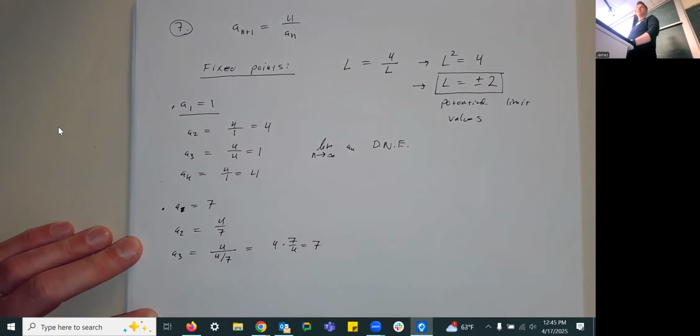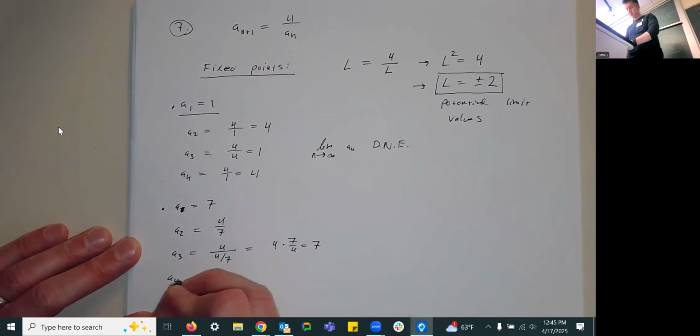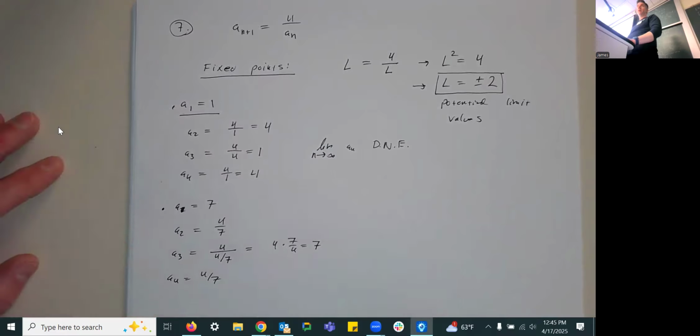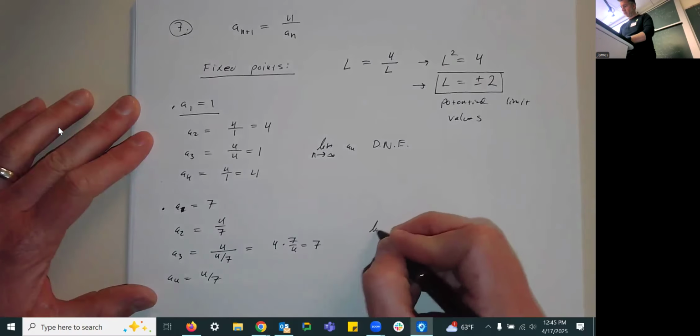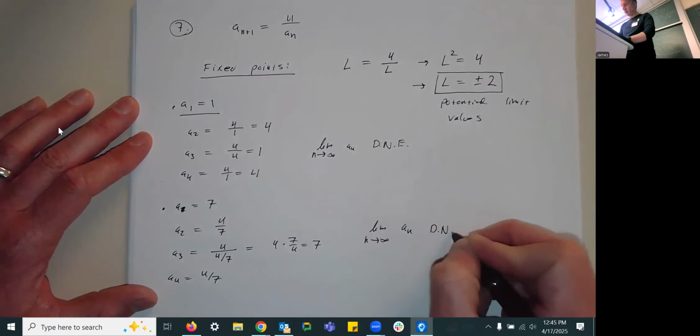And you can see we're back in the same loop. 7, 4 sevenths, 7. The next one's going to be 4 sevenths. So we're stuck. So no matter where we start, unless we start at 2 or negative 2, this limit isn't going to exist. You're going to keep oscillating or bouncing back and forth between whatever two values you have. Kind of funky. So this one also, limit as n goes to infinity of a sub n does not exist.